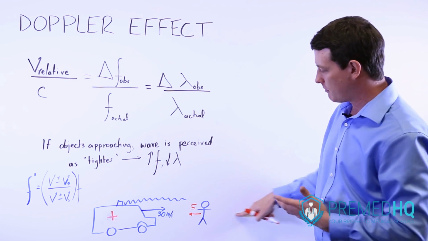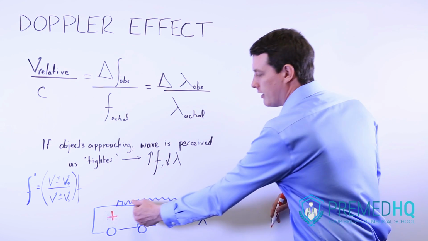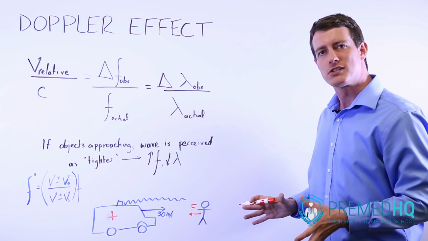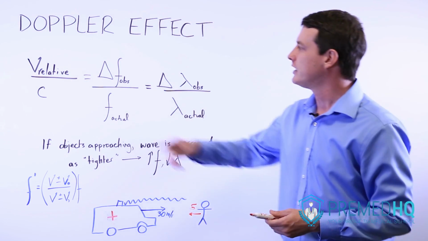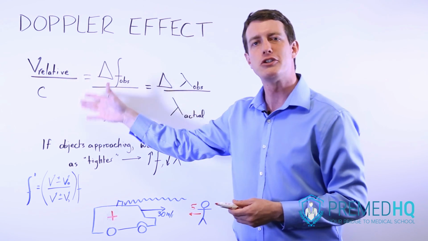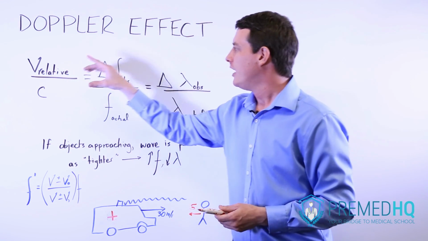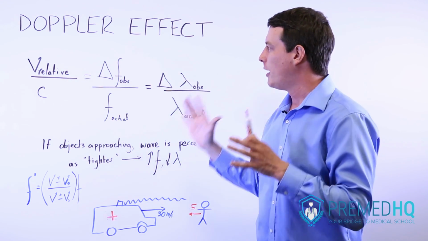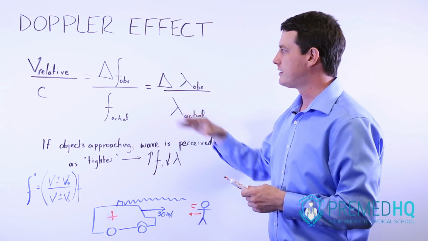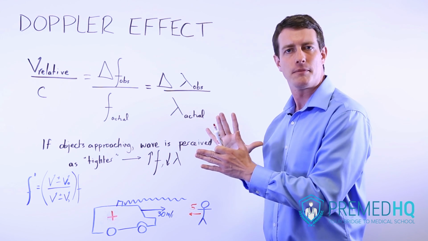If he was running 5 meters per second in the opposite direction, it would be approaching at 30, but they would be getting further apart at 5 meters per second. So your relative velocity here would be 25. Note that the sound wave would still be traveling at 343. But if you change the numerator here, then that will change the amount of difference that is perceived by the observer, because it is a smaller fraction if their relative velocity isn't as great.